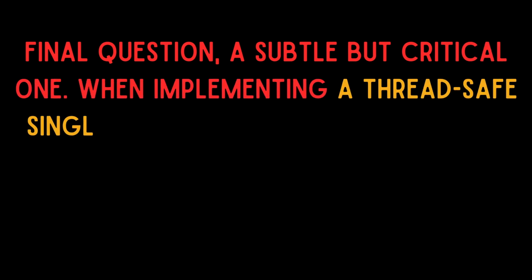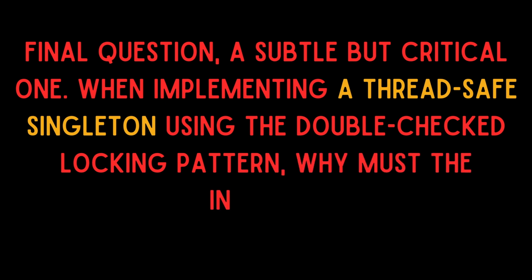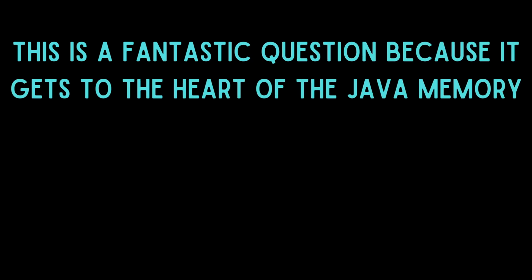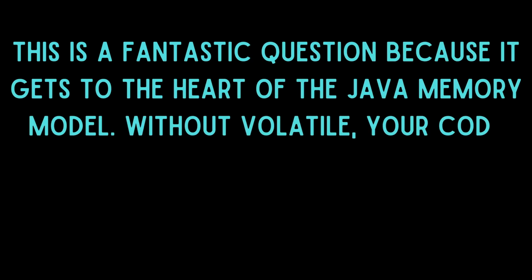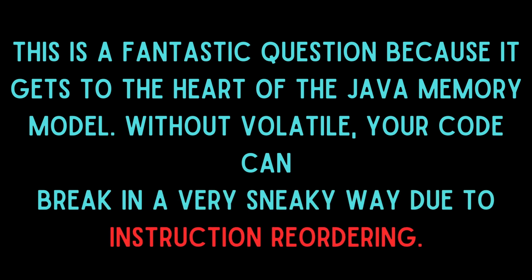Final question, a subtle but critical one. When implementing a thread-safe singleton using the double-checked locking pattern, why must the instance variable be declared as volatile? This is a fantastic question because it gets to the heart of the Java memory model. Without volatile, your code can break in a very sneaky way due to instruction reordering.